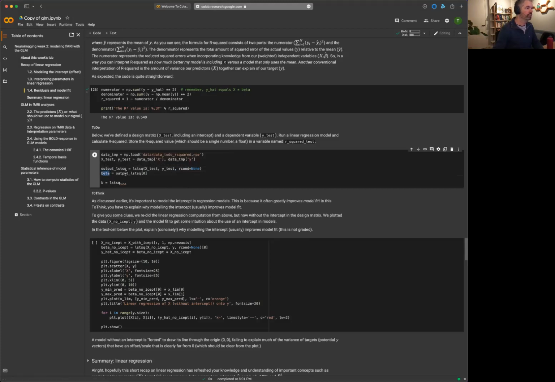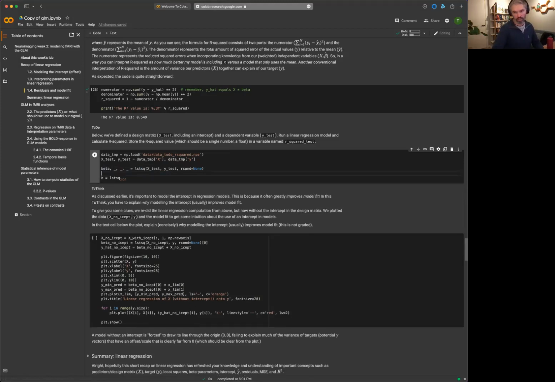And you can do all of this in one go. You can also say, and these underscores are just placeholders. So this means that you just get the betas in one go. You don't have to index the tuple that came out. You're just throwing away the final parts.